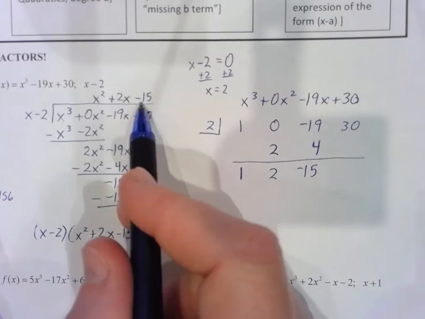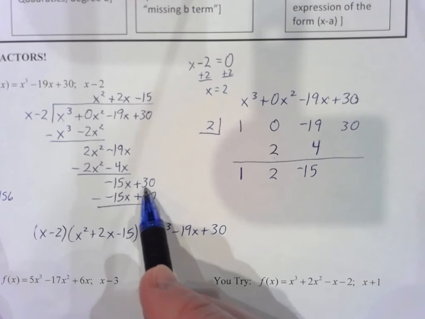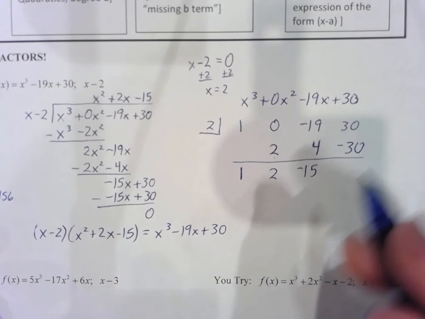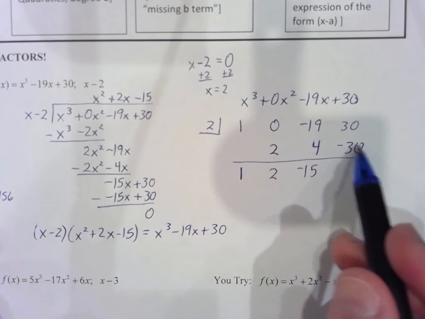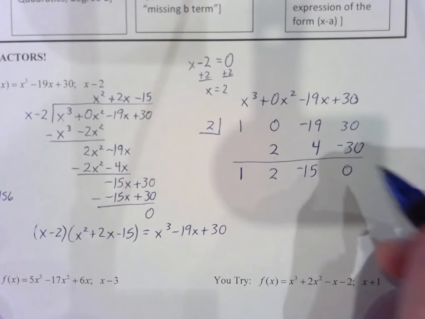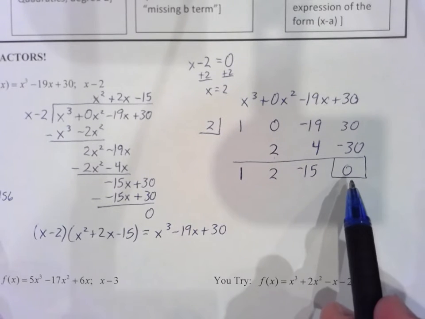Now this negative 15 is getting multiplied by the 2. Negative 15 times 2 gives us the 30. In this case, 2 times negative 15 is negative 30, because we're going to subtract 30. That's our minus 30 here. 30 plus negative 30 is 0. That's our remainder. That's telling us that this factor went in evenly.